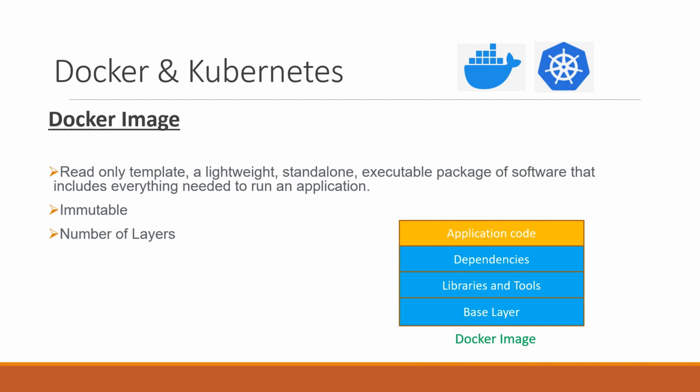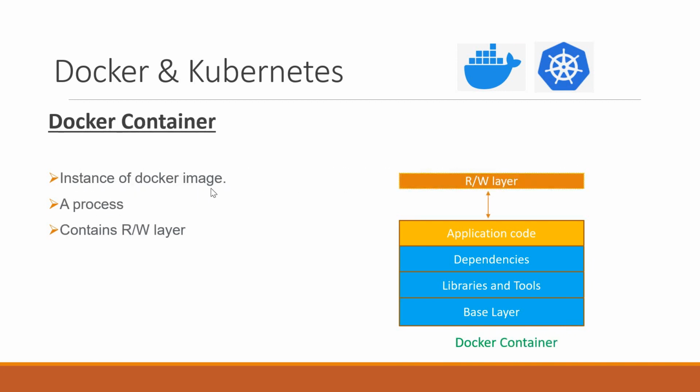Now let us understand what is a Docker container. Docker container is an instance of a Docker image. So when we create a Docker container, it will create a process that executes the application inside the Docker image. In the image, we can see that we have a Docker image which contains all the required layers for an application. All these layers are read-only.